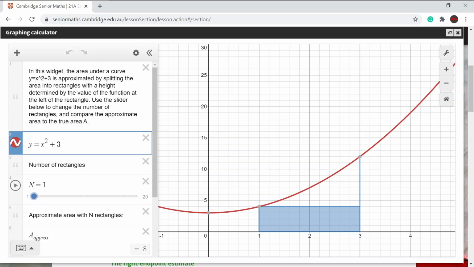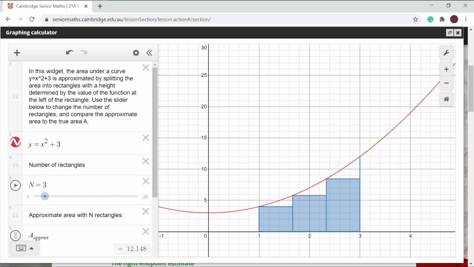Now if we increase the number of rectangles, we're looking just for the area between 1 and 3, let's put another rectangle here at 2. We can see now that this rectangle has a height of 4, goes across 1, so this area here would be 4, and then this one here at the point x equals 2 has a height of 7. So 4 plus 7 times 1 would be 11. So we say this area is roughly 11. As we increase it to 3 rectangles, we can see that area is approximately 12.15.